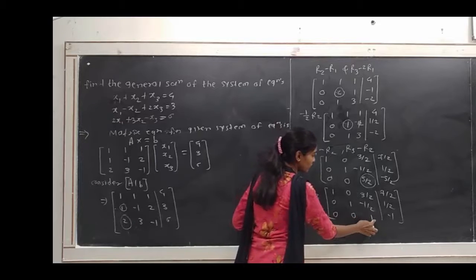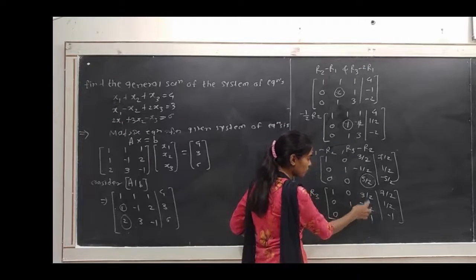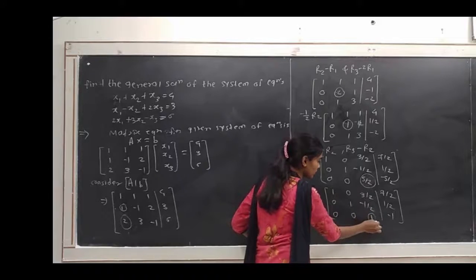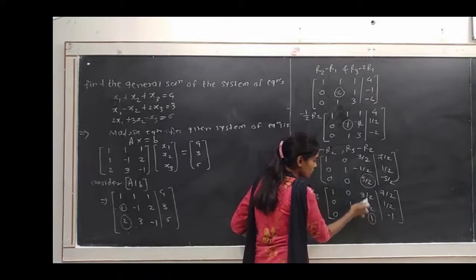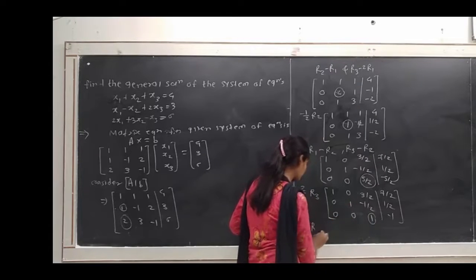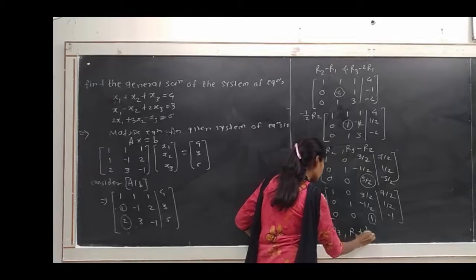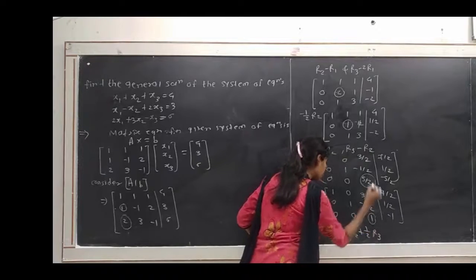Using this 1, in the next step we have to make the entries above the leading entry zero, because in the third row the leading entry is this. So using this 1, we have to make these entries 0. For that we use the row operations R1 minus 3 by 2 R3 and R2 plus 1 by 2 R3.